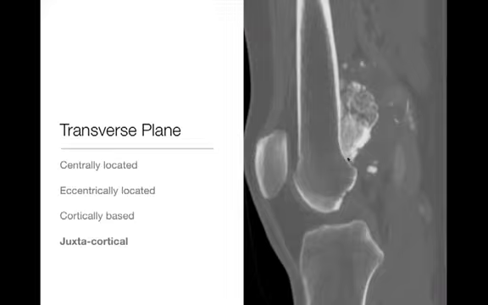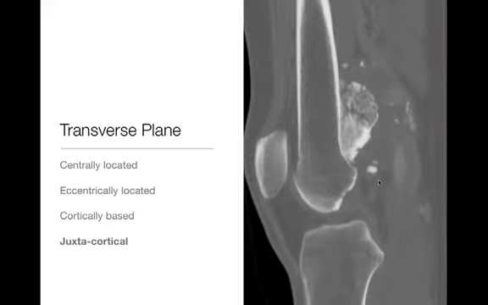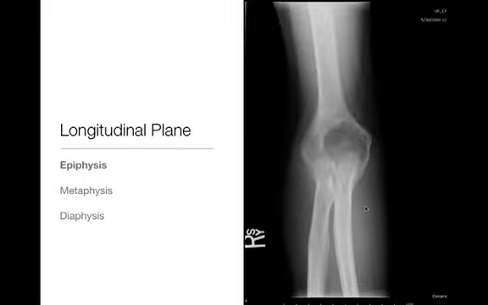And here we have this dense osteoid matrix in the tumor with a soft tissue component. And this is a classic example of a parosteal osteosarcoma occurring in a juxtacortical location, which is a favorite spot for parosteal osteosarcomas to occur, right here about the distal femur. All right, so we talked about where lesions occur in the transverse plane, whether they're centrally located, whether they're eccentrically located, whether they're cortically based, or whether they're juxtacortical.